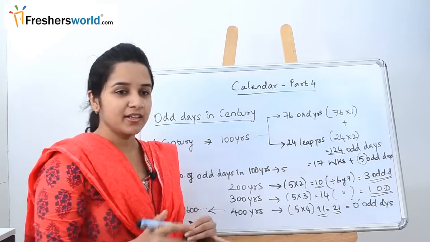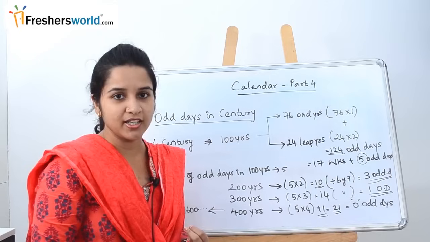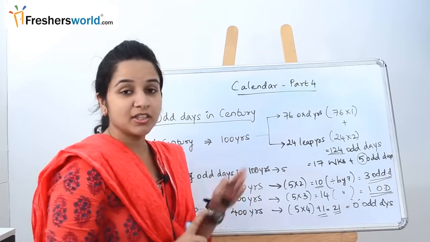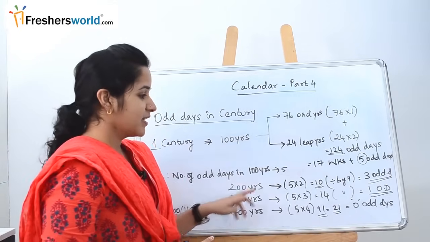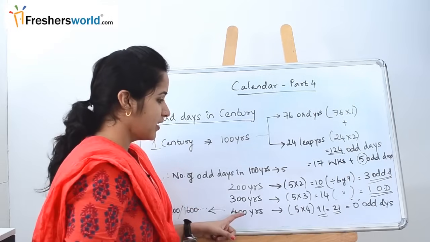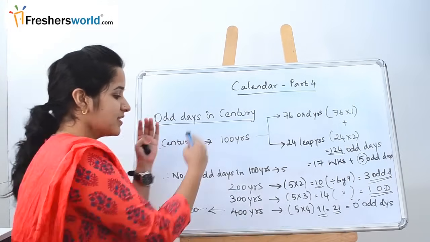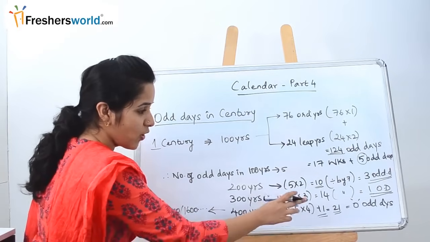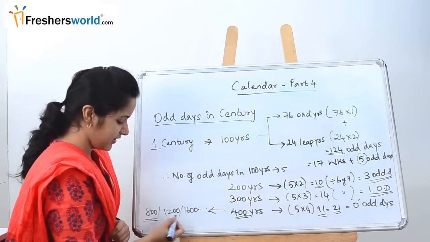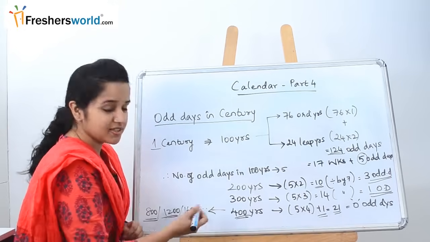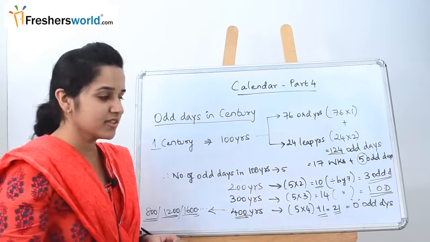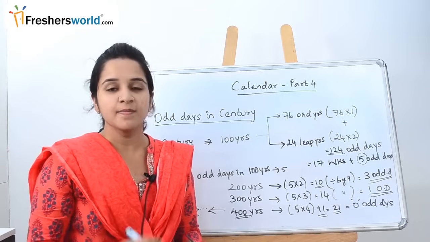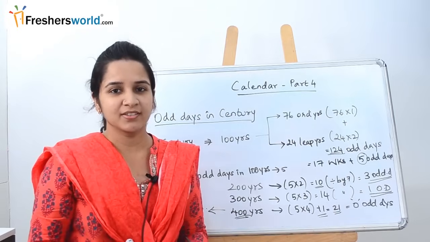So it's clear that in 100 years we have 5 odd days, in 200 years we have 3 odd days, in 300 years we have 1 odd day, and in 400 years we have 0 odd days. This whole pattern will be repeated. This 400 years, 0 odd days, will be repeated for the 800th year, 1200th year, 1600 and so on. For every 400 years, there will always be 0 odd days. Let's solve a couple of problems to understand this concept better.